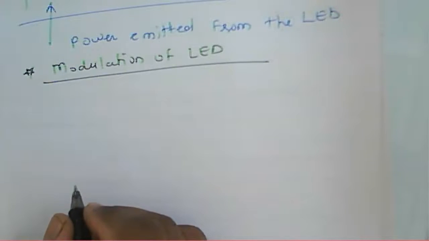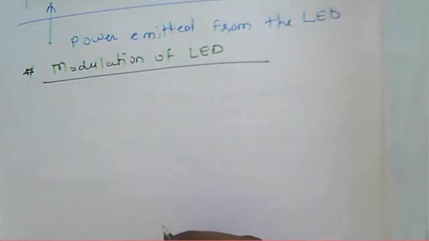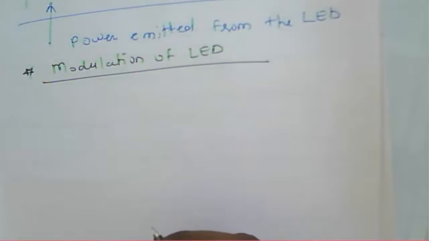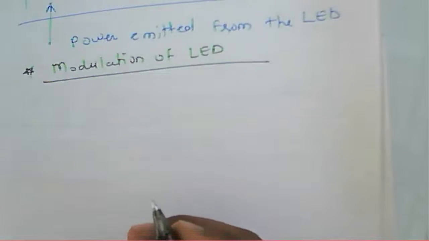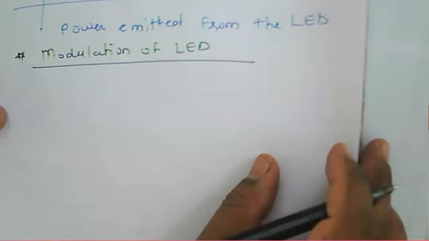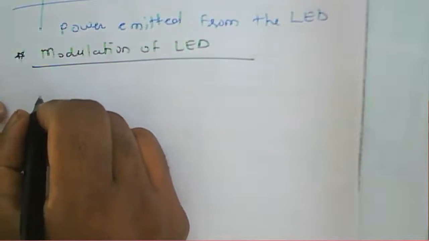To understand the modulation of an LED, we should know what will be the power emitted from the light emitting diode, and how light is emitted for a given particular bandwidth. So that's why we should know the modulation bandwidth of an LED.